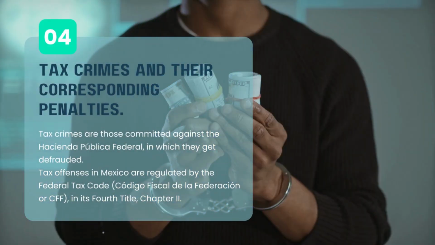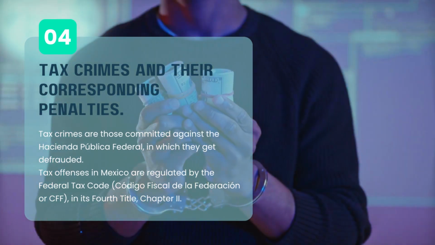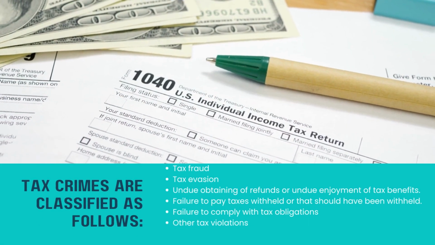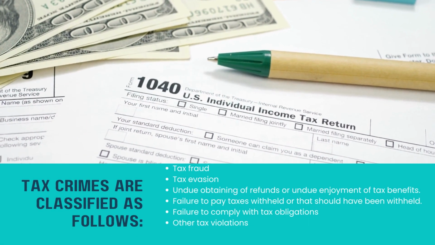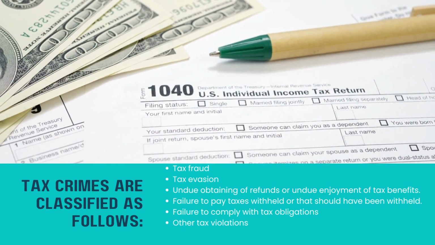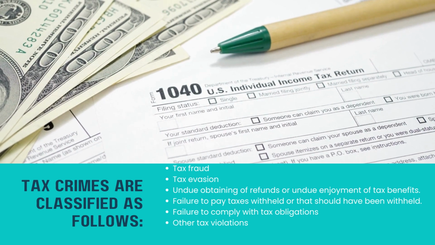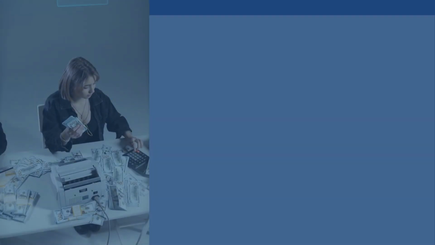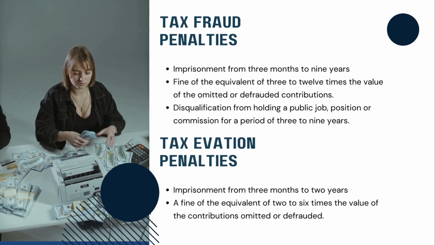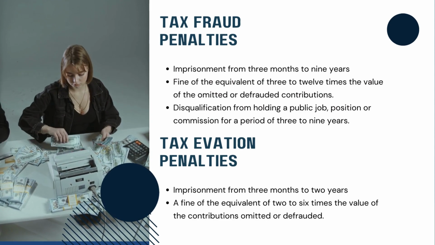Tax crimes are serious offenses that can result in significant penalties, including imprisonment. In Mexico, tax crimes are defined as any act that defrauds the federal government out of taxes. There are three main types of tax crimes in Mexico. Tax evasion. This is the most common type of tax crime and occurs when a person or entity fails to pay taxes that they are legally required to pay. Tax fraud. This occurs when a person or entity intentionally deceives the government in order to avoid paying taxes. And tax avoidance. This occurs when a person or entity takes advantage of legal loopholes to reduce their tax liability.